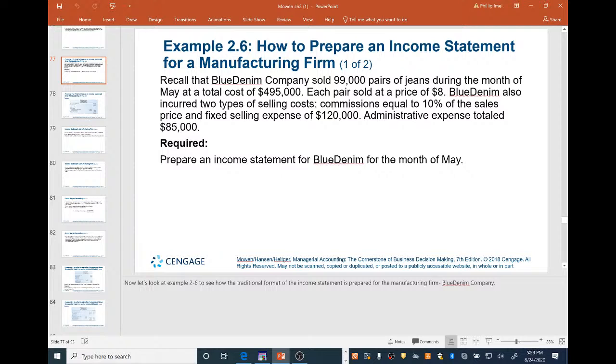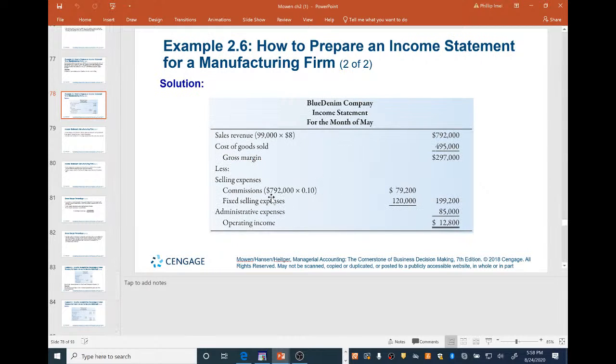Blue Denim also incurred two types of selling costs. Commissions equal to 10% of the sales price. Okay, so 10%. So what's the sales price? Each pair sold at a price of $8. So 10% of $99,000 times $8 is going to be the commissions. And fixed selling expense of $120,000, and then administrative. So all these are just going to be expenses. So let's look at the actual income statement.